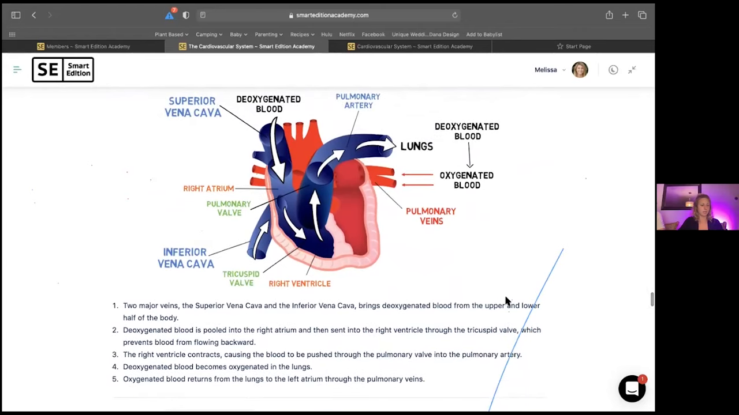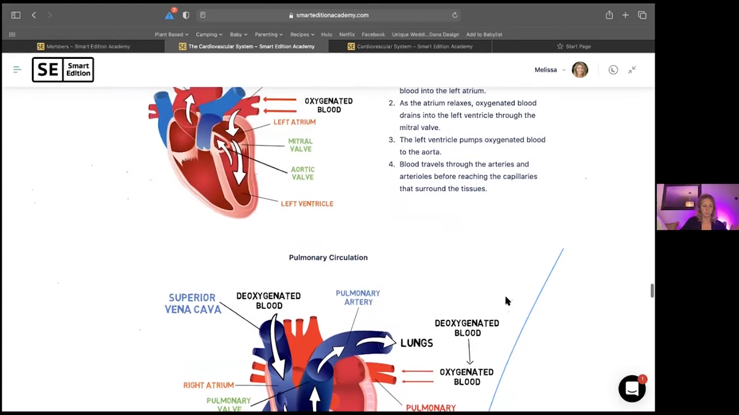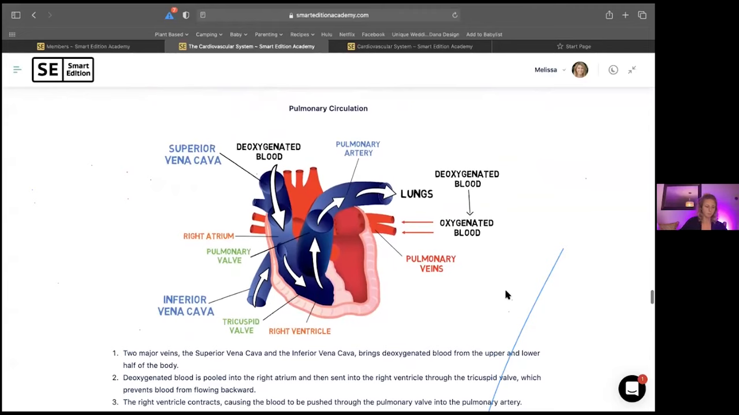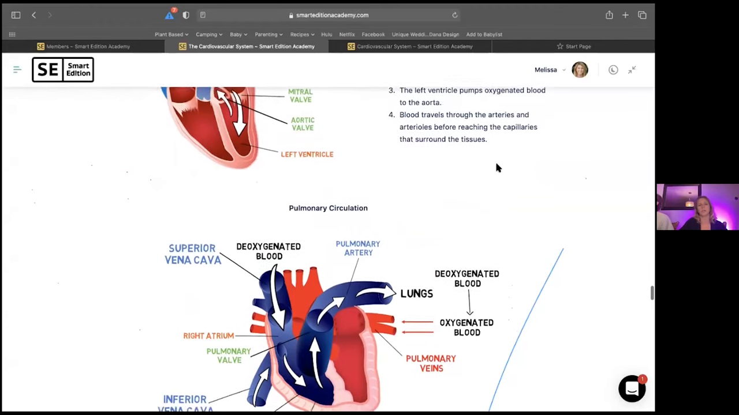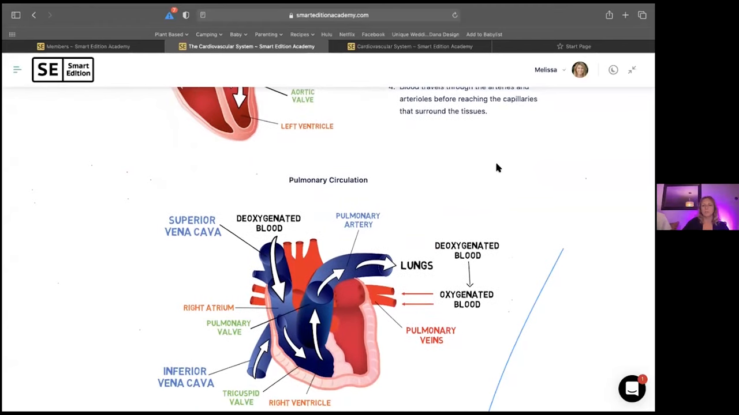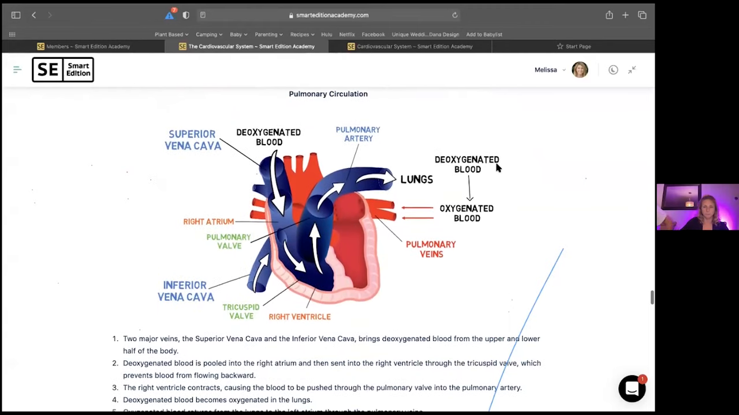Okay, now let's talk about the pulmonary circulation. So when we're here, the blood travels to the arteries, to the arterioles, to the capillaries that surround the tissues. Once the cells and organs use up that oxygen in the blood, we're going to go back to the heart. And in order to go back to the heart, we have the superior vena cava and the inferior vena cava. So we're going back to those capillaries.